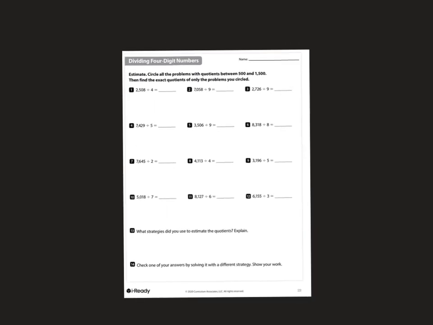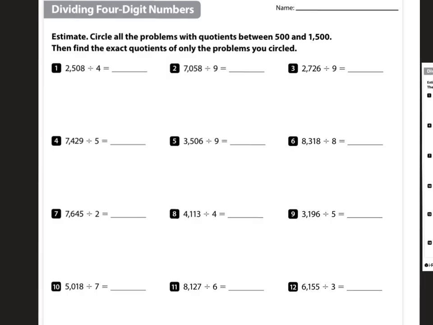Alright, let's read our directions here. You can see we have 14 problems. Directions: estimate. Circle all the problems with quotients between 500 and 1500. Then find the exact quotients of only the problems you circled. Alright, so we're looking for quotients between 500 and 1500.